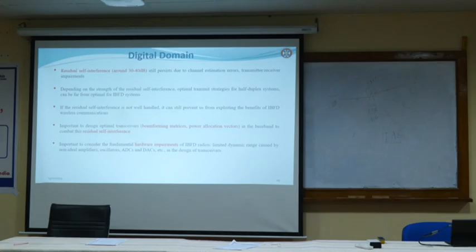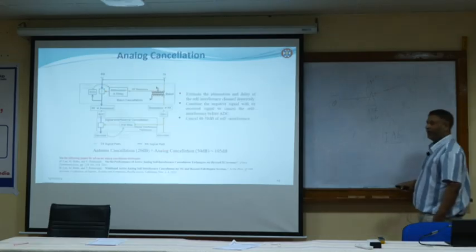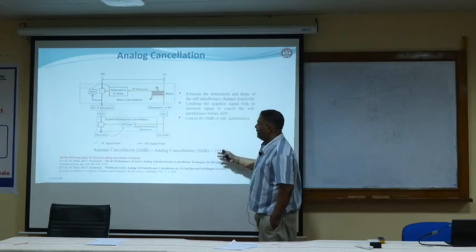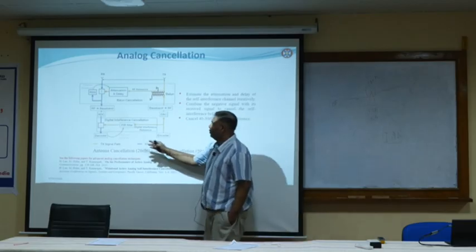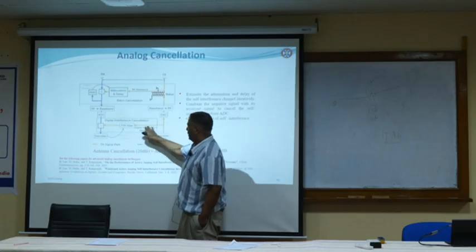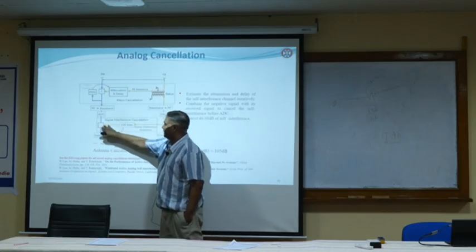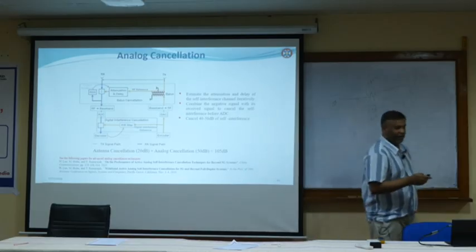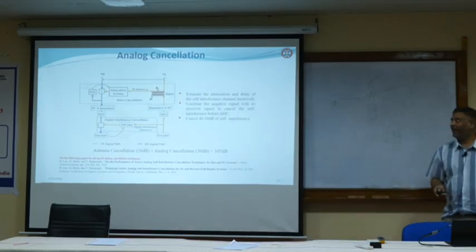If we do both analog and antenna domain cancellation, the remaining cancellation you do in the digital domain. So the digital interference cancellation you can do in the digital domain. Any question?